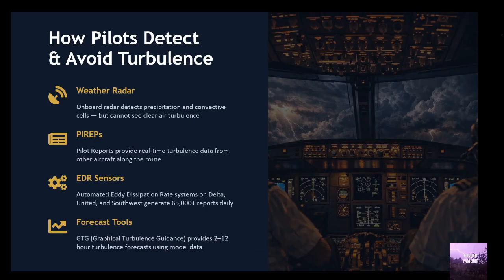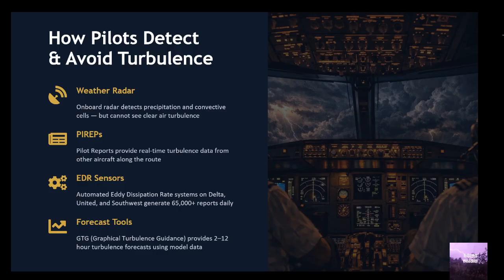How pilots detect and avoid turbulence. Weather radar: onboard radar detects precipitation and convective cells, but cannot see clear air turbulence. Pilot reports provide real-time turbulence data from other aircraft along the route, which are PIREPs.